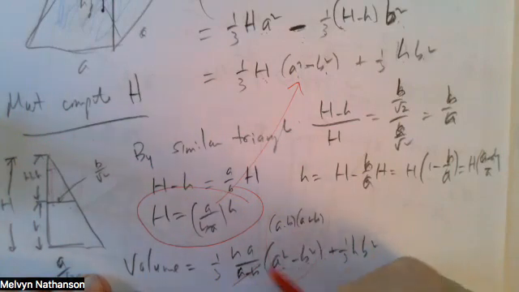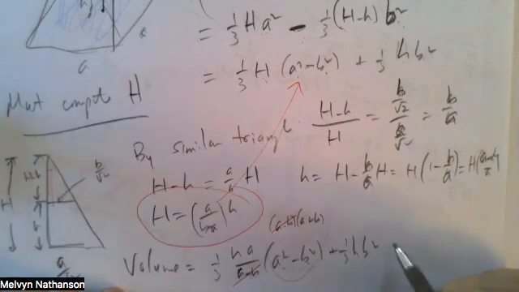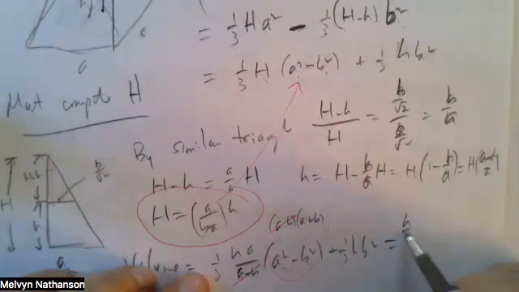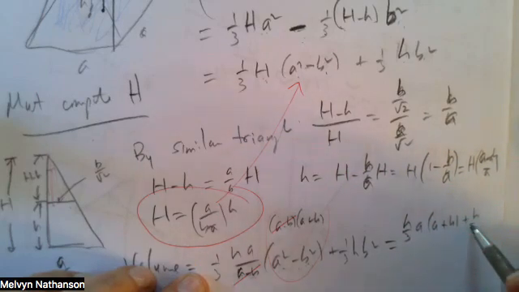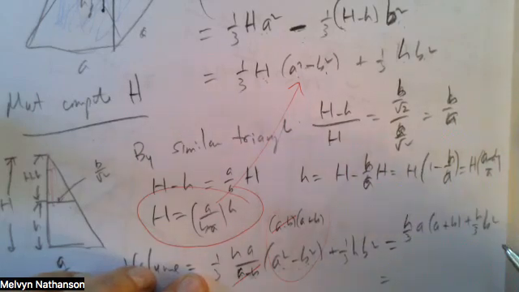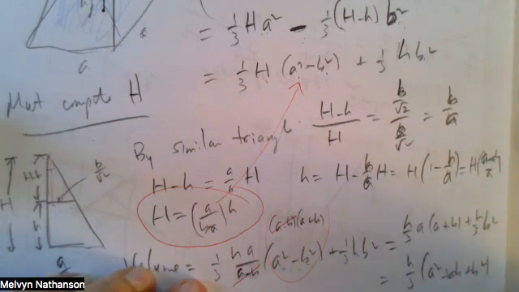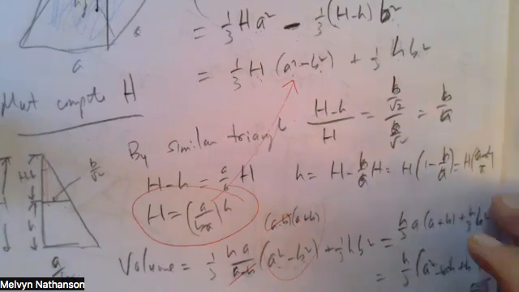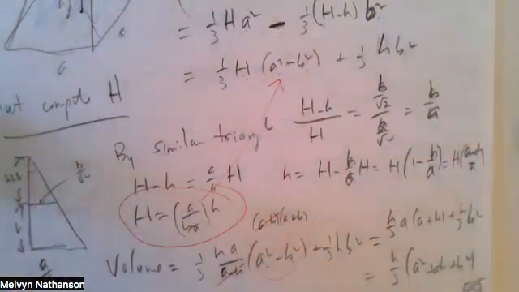And the A minus B in the denominator cancels the A minus B in the numerator. So what I get is H over 3 A times A plus B plus H over 3 B squared. If I factor out the H over 3 and expand, I get A squared plus AB plus B squared. That's actually the good proof of this result. So that's the proof, right?